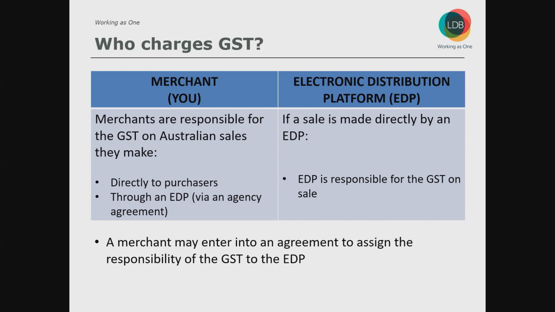It's important to note that whilst you might be an agent or you might be an EDP, you might also enter into an agreement where you're assigning responsibility for GST to one of the particular parties. That can happen, and it does happen in some of these contracts, which is important as to why you need to read the agreements that you have, and you also need to seek accounting or legal advice just to make sure you're doing the right thing and you're covering off on what you need to.